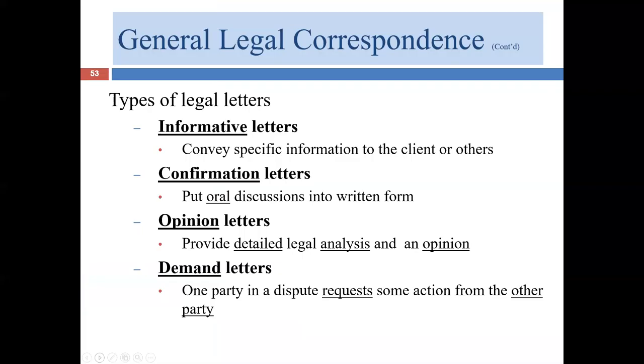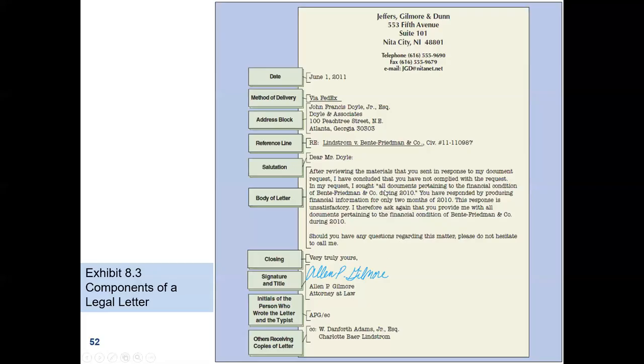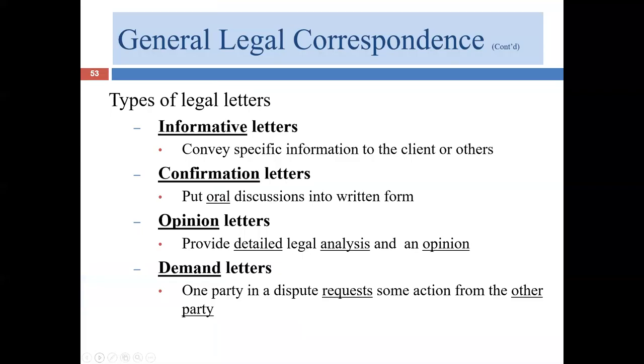So we're going to talk about four letters. We've talked about the format of the letters, but what we really haven't talked about is what you say in the letter. And obviously that's the most important part. So the textbook has identified four common letters that legal professionals prepare. And I'm going to talk a little bit about each one of those letters.